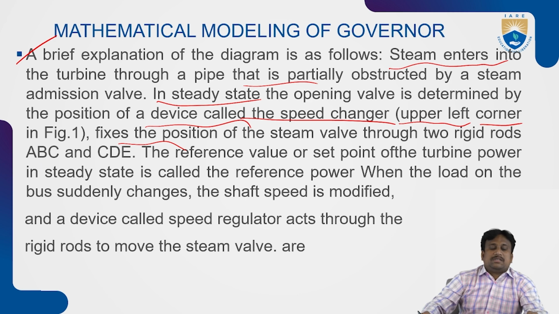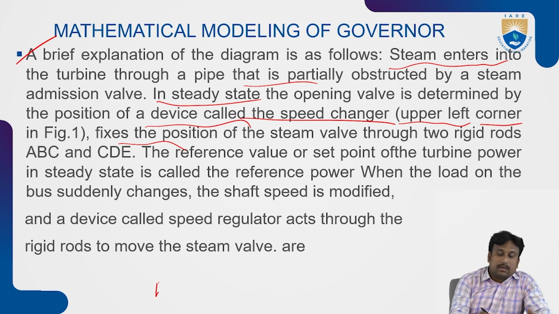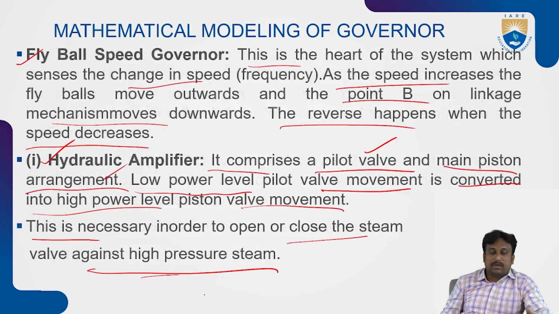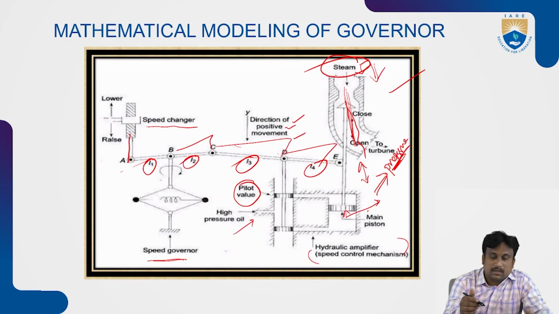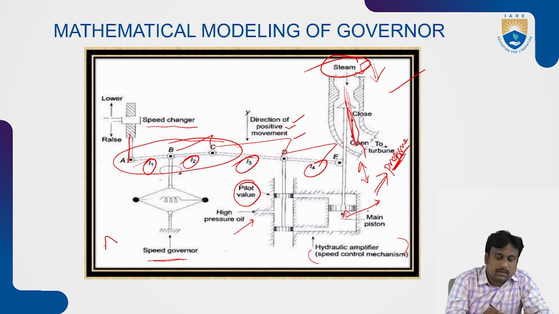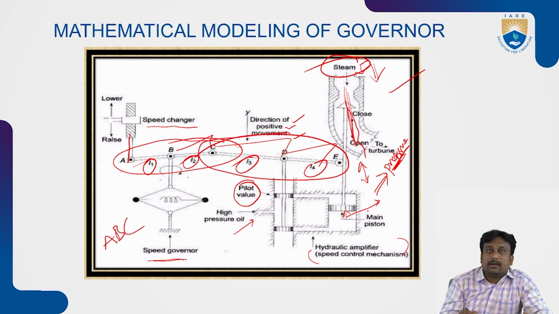So what are the names of the rigid rods? A, B, C and C, D, E. These are called the two rigid rods. A, B, C is one of the rigid rods, and the C, D, E arrangement is another rigid rod.